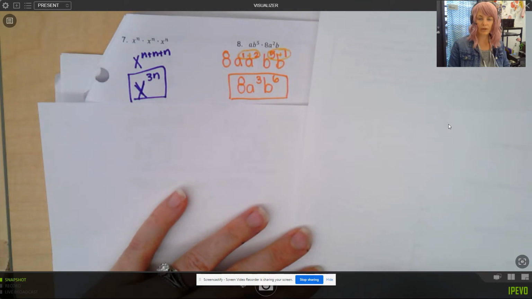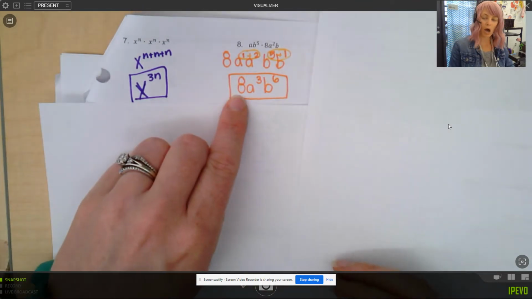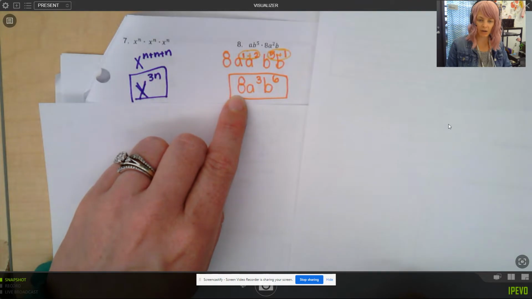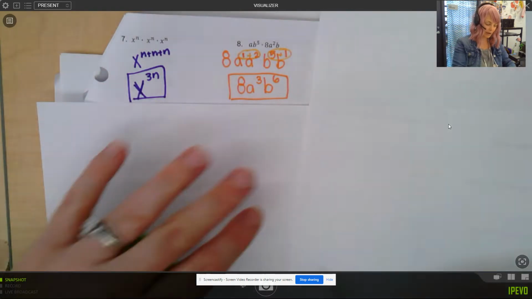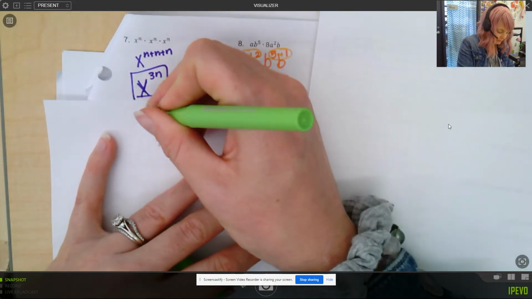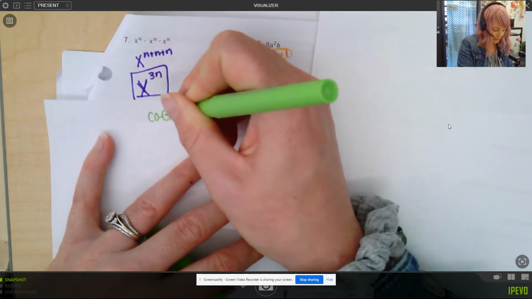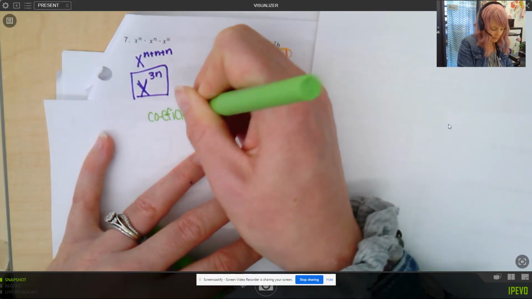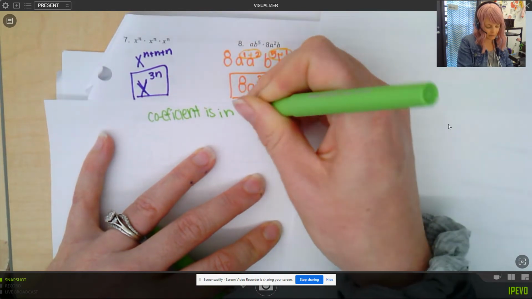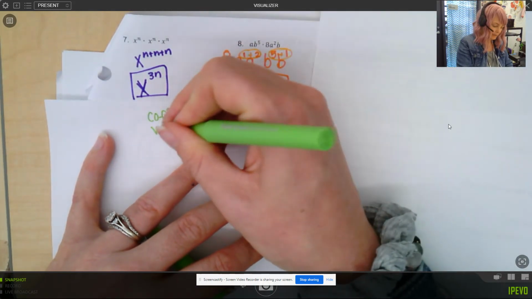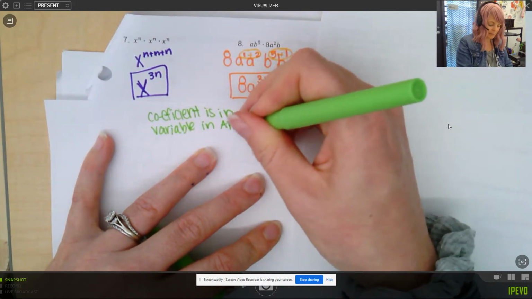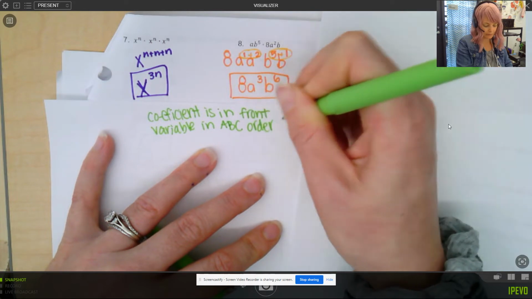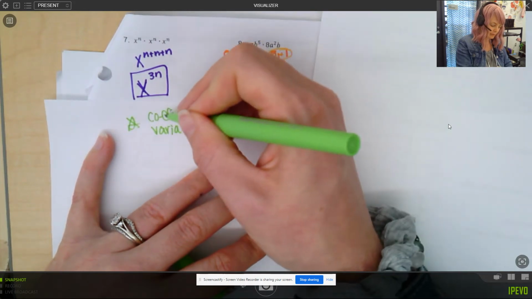It's really important that our final answer, our coefficient, our number, is in front, and then our variables are in A, B, C order. So that's really important. We can even write it on our note somewhere that we need to make sure the coefficient is in front, variables in alphabetical or A, B, C order. So this is super important.